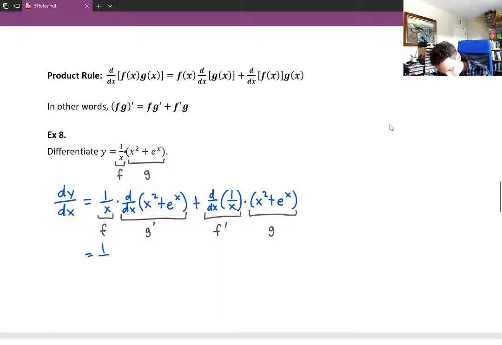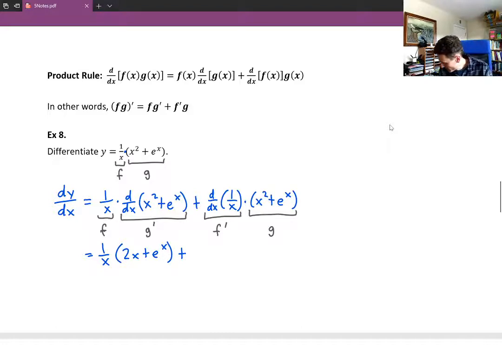So let's take the derivative of x squared plus e to the x. So what would that be? If you said 2x plus e to the x, then that's correct. So to take the derivative of x squared, you want to use the power rule. So the 2 multiplies in front, and you subtract 1 from the exponent to get an exponent of 1. Then the derivative of e to the x is just e to the x. Then we'll have a plus.